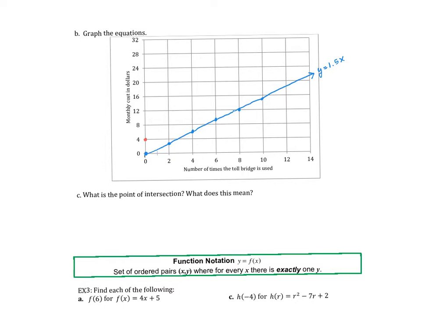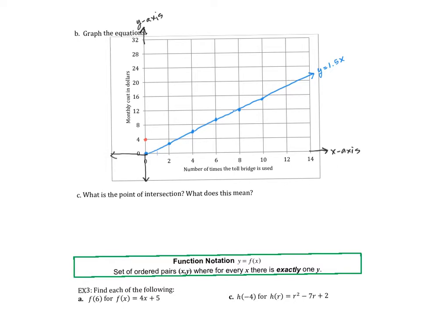If I were to continue on and make this graph larger, I would have the x-axis and the y-axis. However, since all my values are positive or 0, I actually don't need all the other quadrants. And oftentimes you'll find that when you're doing these application problems, you don't need the whole coordinate system. You maybe just need the first quadrant.